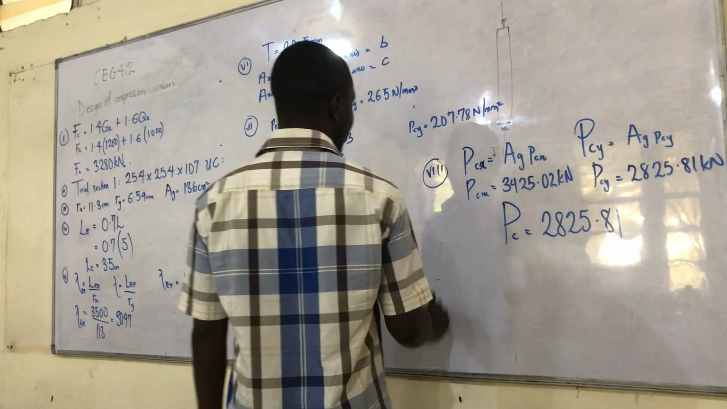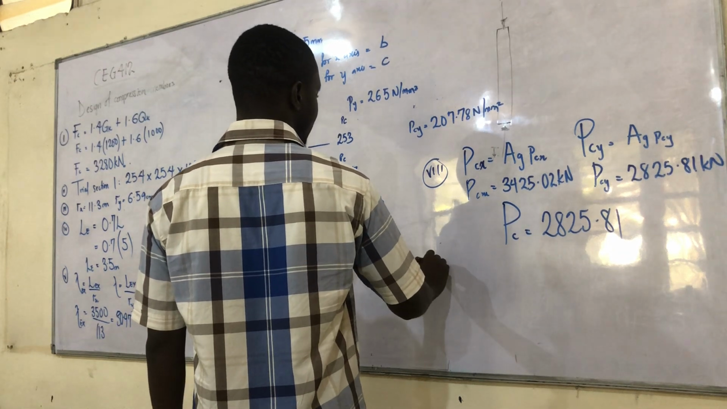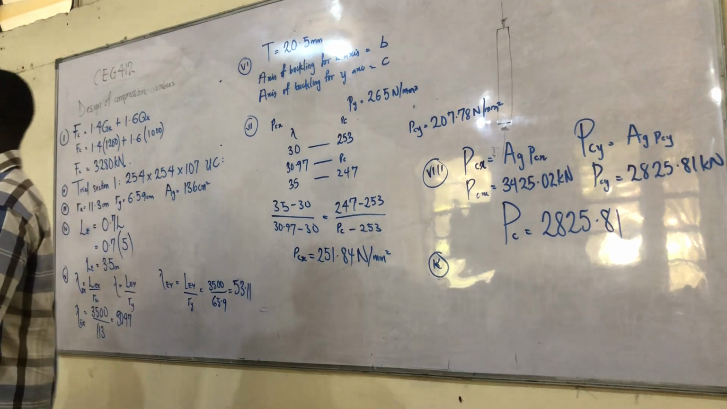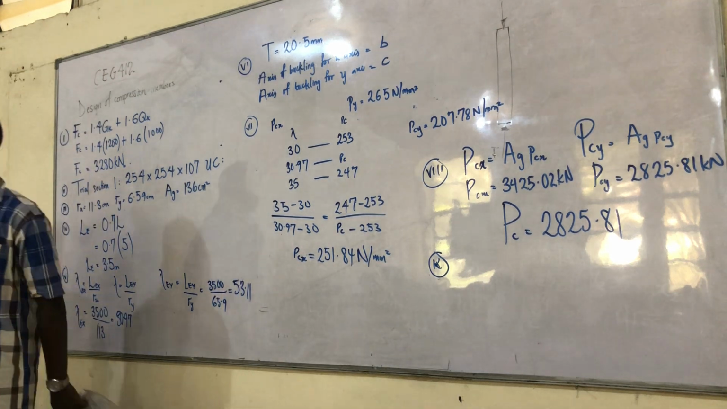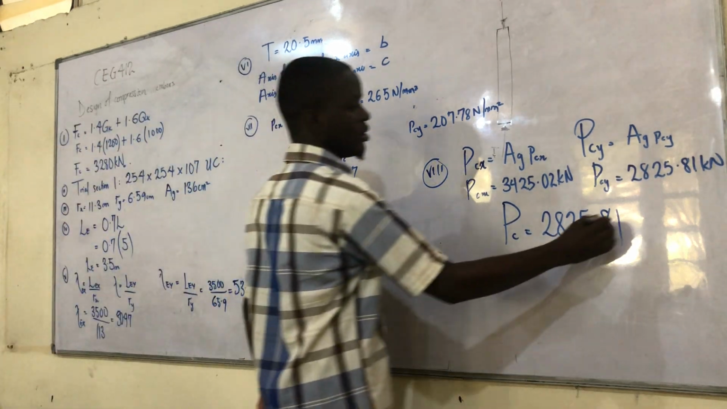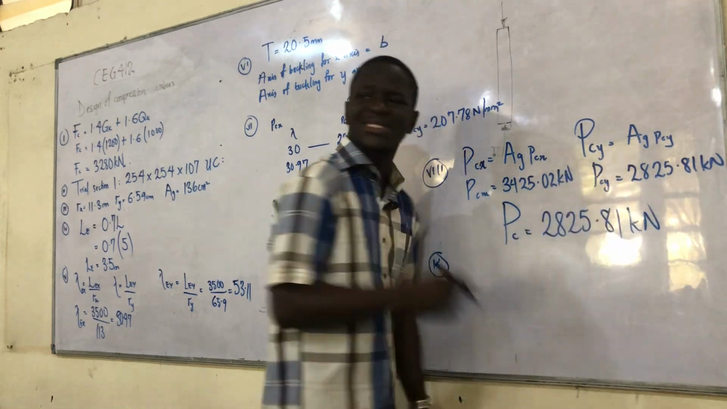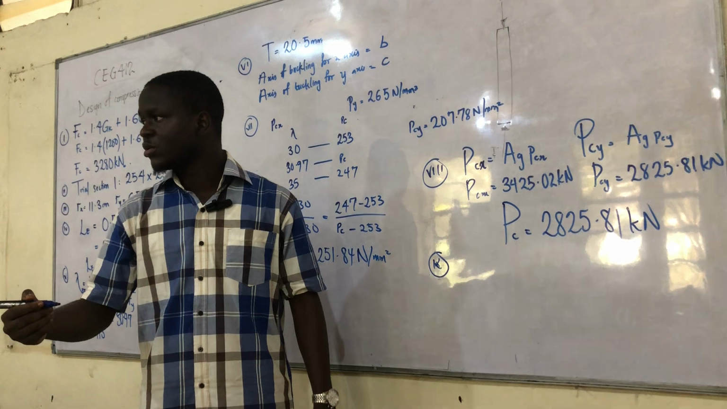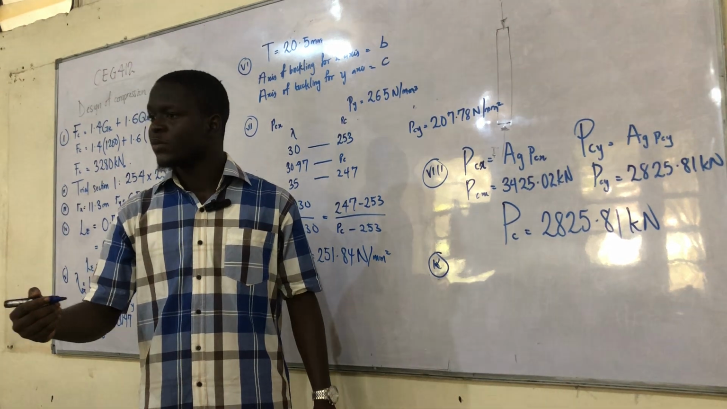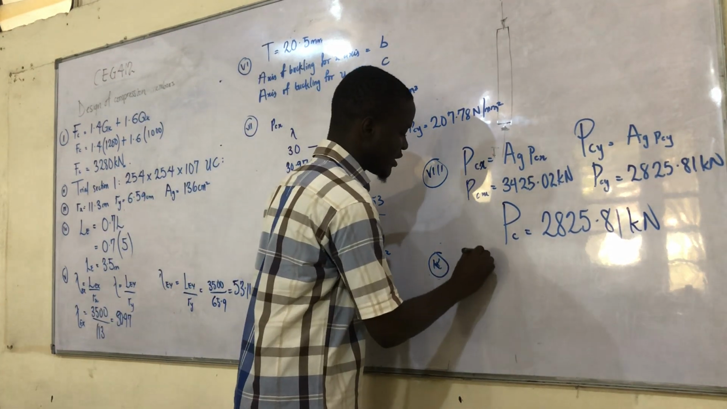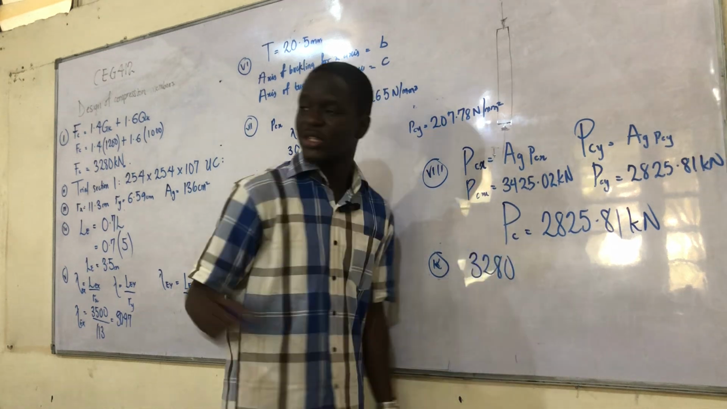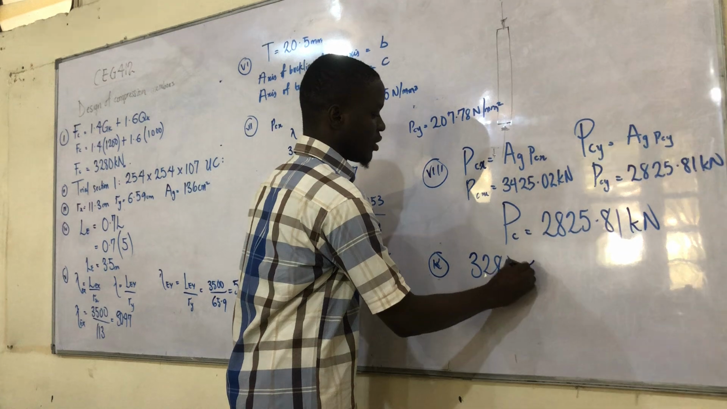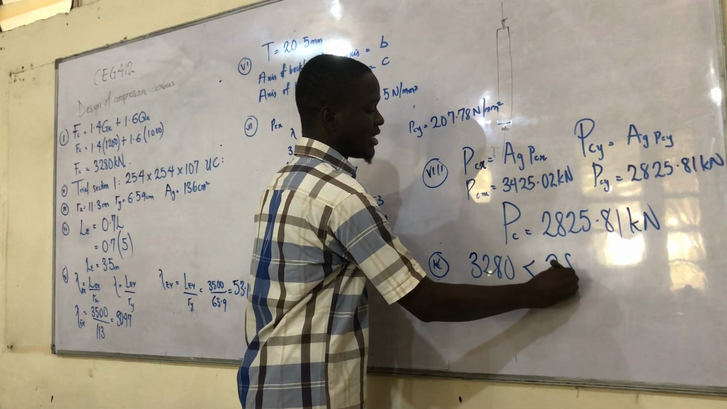Now let's go to the last step, step 9. What does step 9 say? Kilonewton. What's our FC value? 3280. They said we should check if it is lesser than what? Is it greater or lesser?